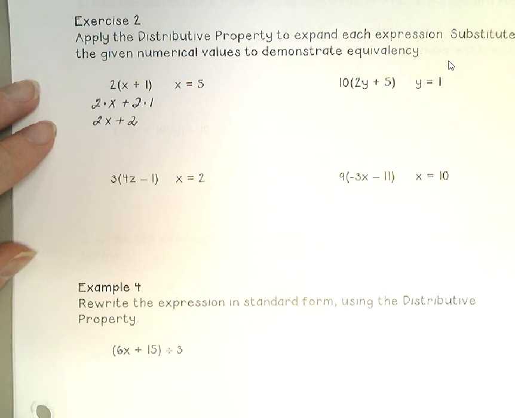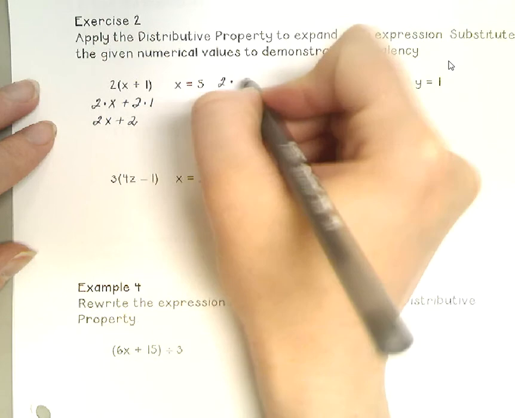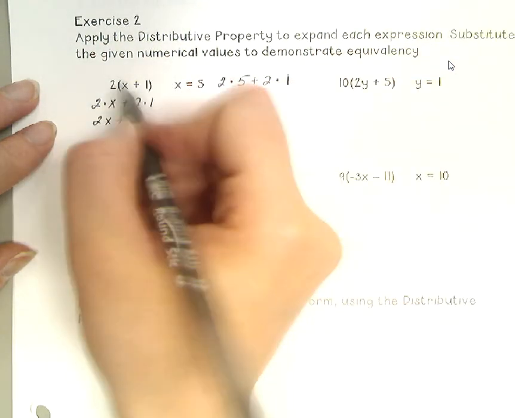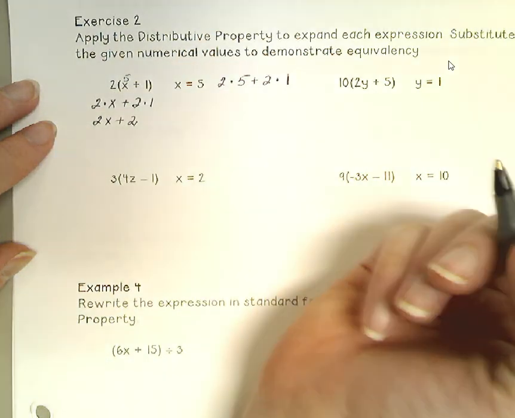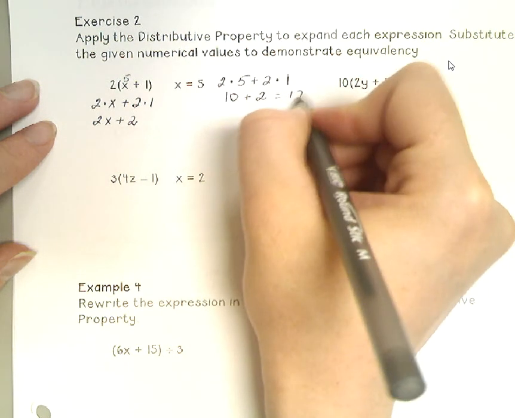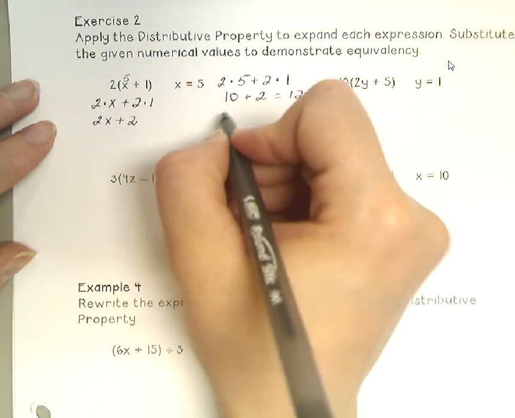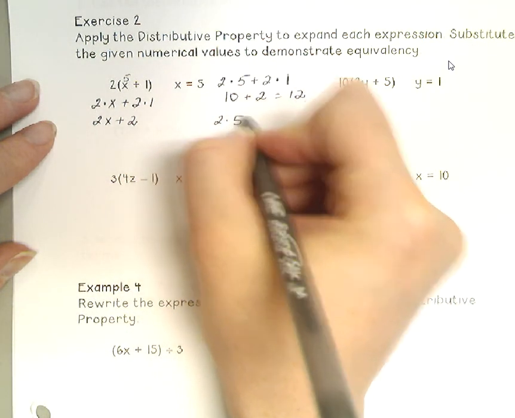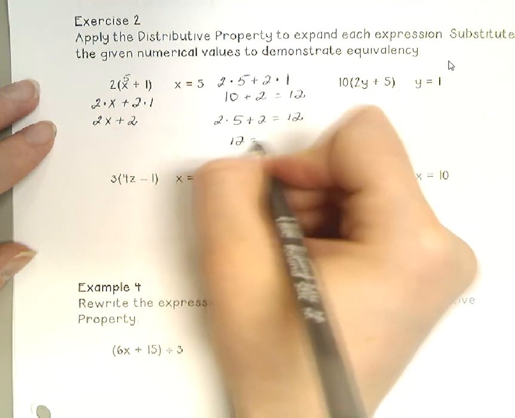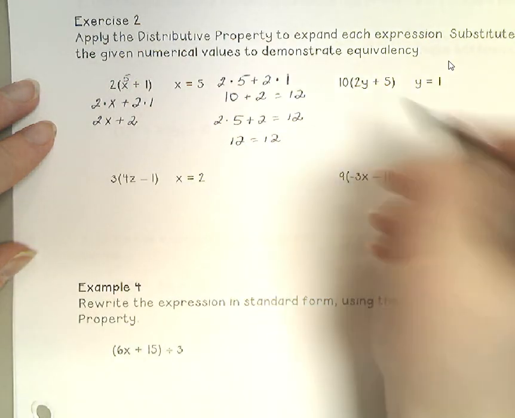If my x was equal to 5, I would do 2 times 5 plus 2 times 1, imagining that x is 5, right? And so I will have 10 plus 2, and that is 12. Let's see if that will work in our simplified expression. So I have 2 times 5 plus 2, and that equals 12. 12 equals 12. It means I got everything right, or correct.